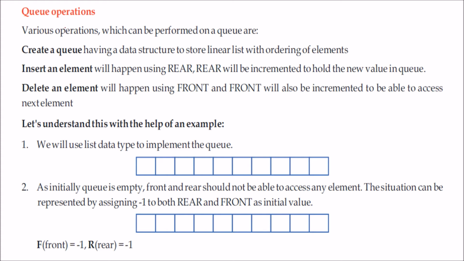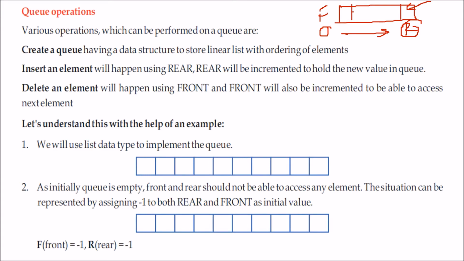The queue operations, as I said, there are two operations which are possible in your queue. First is removal, and removal can be done from the front only, while addition can only be done at the rear. So the first operation is to create a queue, so we can store elements in order, with insertion of an element at the rear, and deletion of an element from the front.